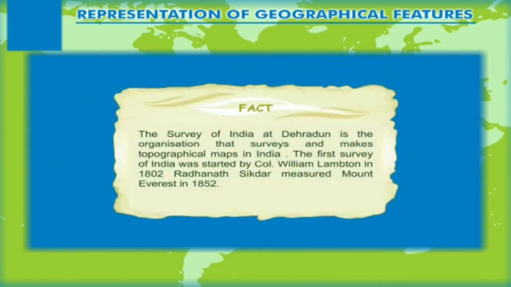Fact: the Survey of India at Dehradun is the organization that surveys and makes topographical maps in India. The first survey of India was started by Colonel William Lambton in 1802. Radhanath Sikdar measured Mount Everest in 1852.